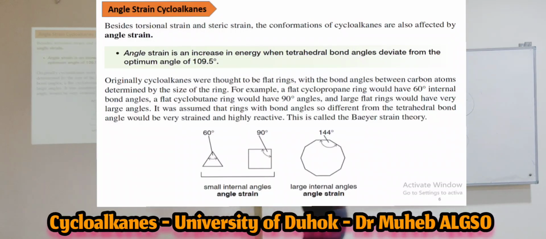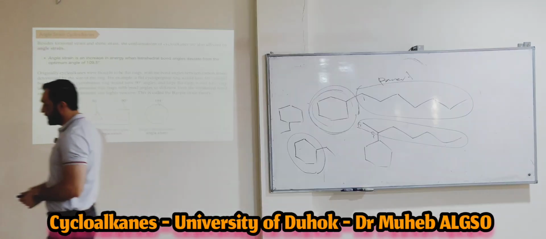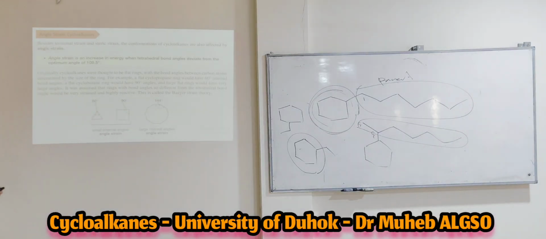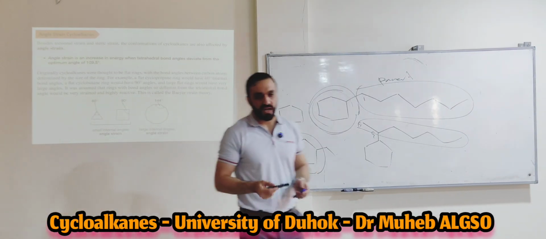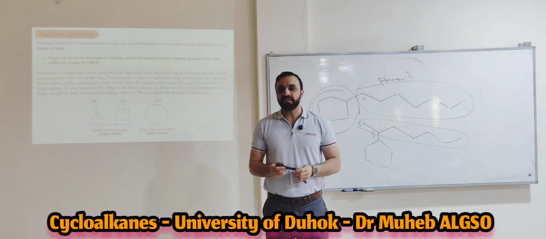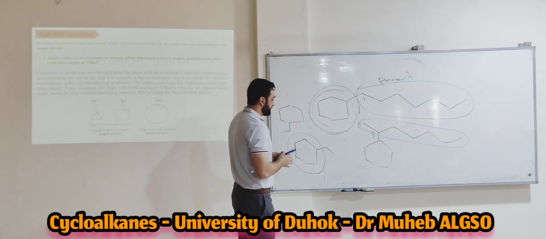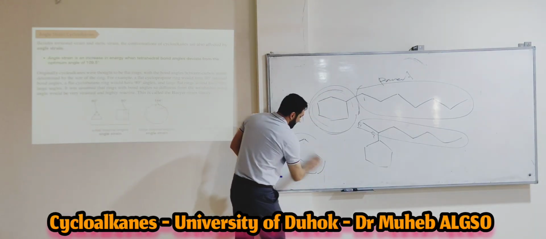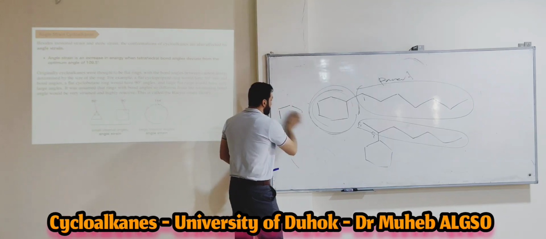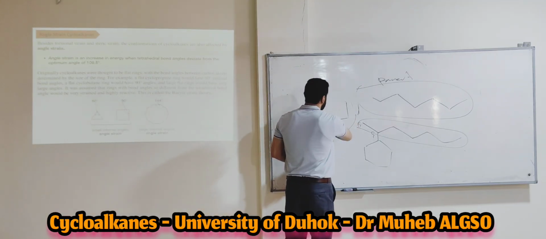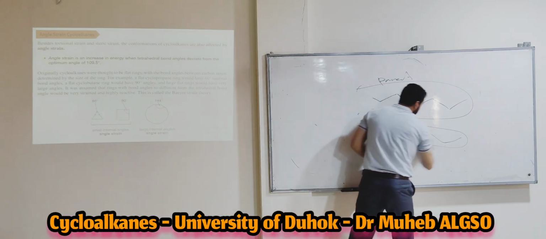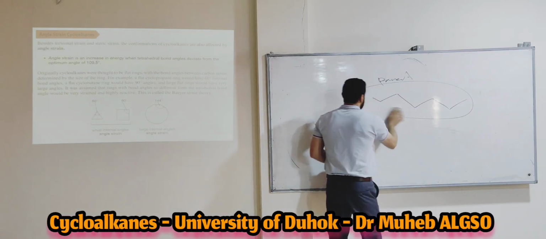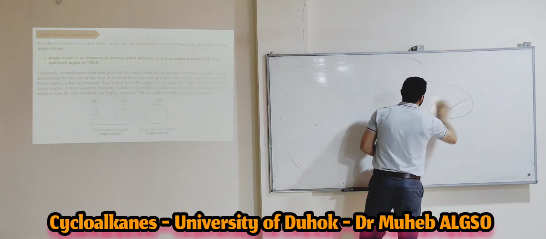Angle strain in cycloalkanes. Now, what does angle strain mean? Zawi, yes. الشد الزاوي, the angle strain. This is the tetrahedral figure. The sp3 hybridized carbon atoms have tetrahedral geometry. So, the geometry for sp3 is tetrahedral.